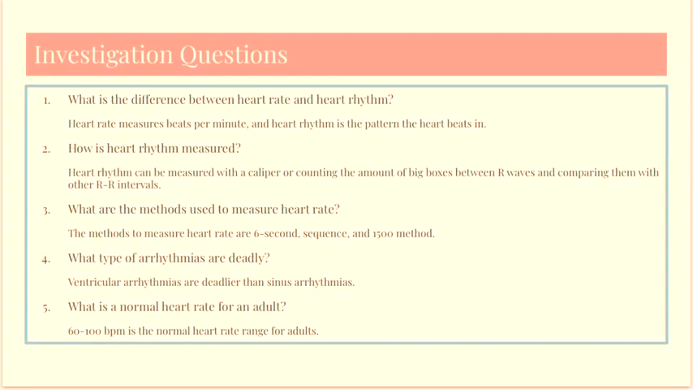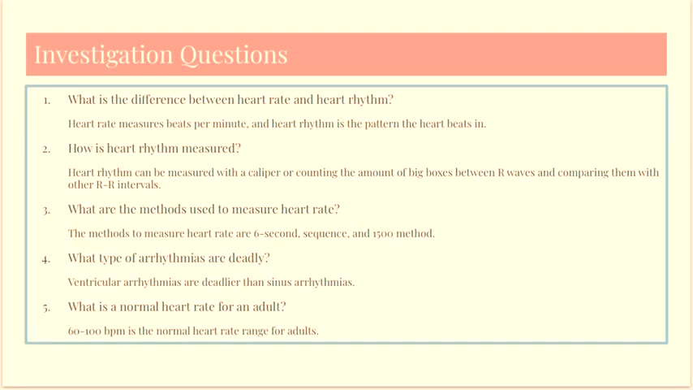Investigation questions. Number 1. What is the difference between heart rate and heart rhythm? Heart rate measures beats per minute, and heart rhythm is the pattern the heart beats in. Number 2. How is the heart rhythm measured? Heart rhythm can be measured with a caliper or counting the amount of big boxes between R waves and comparing them with other RR intervals.